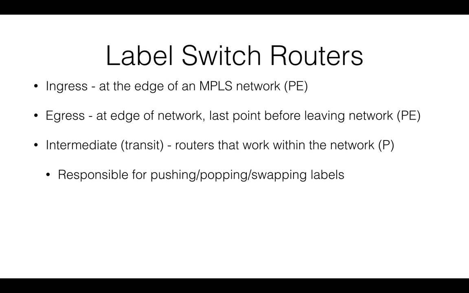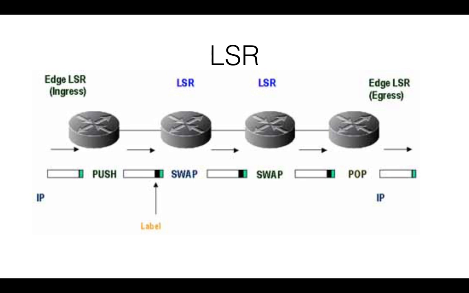They're going to be pushing, popping, and swapping labels, and we get something that looks like this. So if we're moving from left to right, the very left router sitting at the edge of the network would be the provider edge, and that's the ingress router.